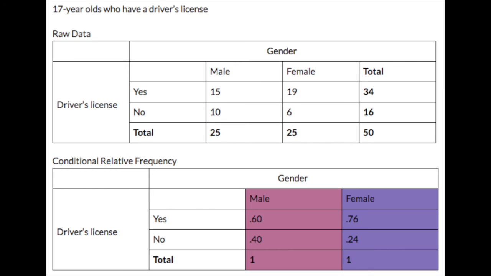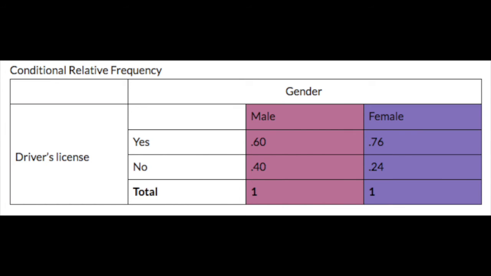To find conditional distribution, which is also known as the conditional frequency, take the specific entry that you are looking for and divide it by the row or column total, depending on what you're looking for. For example, in order to find the conditional distribution that a 17-year-old has a driver's license given that they are a boy, divide 15 by 25 in order to get 0.6. Remember that if the question asks for the conditional probability for something, the denominator for the conditional frequency is the total in the category that the question asks for.